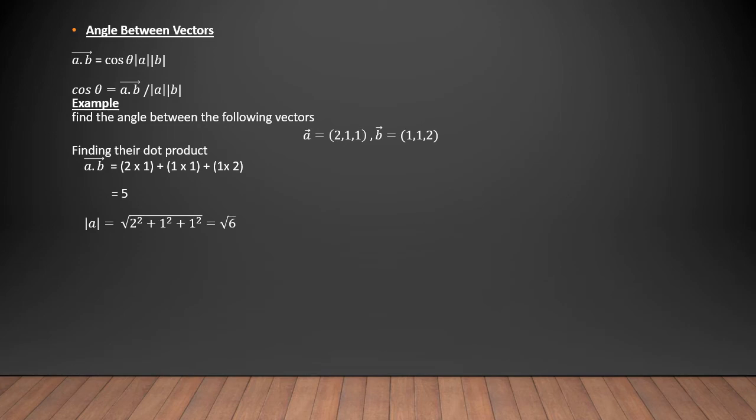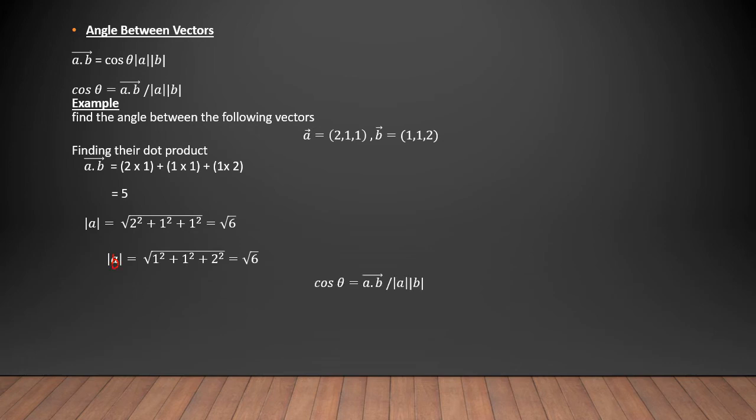The magnitude of A is as shown. As said, we square all the components and we're going to have root 6. Now here we find the magnitude of B, which is still going to be root 6. Sorry for this, this is B, not A.